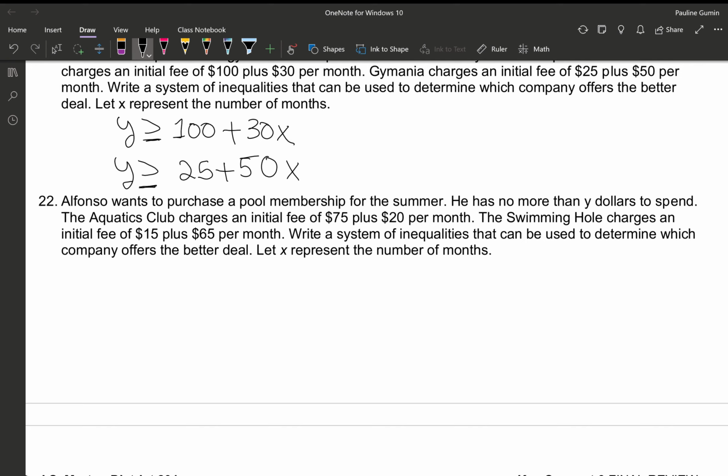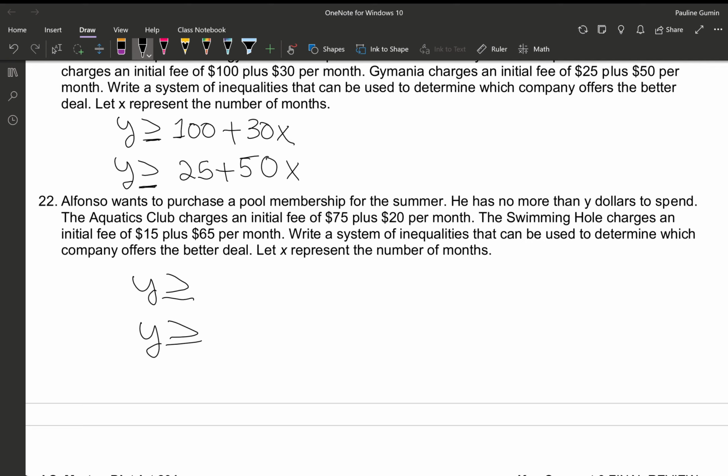So like Gino, Alfonso only has Y amount of dollars. He has no more than that to spend, meaning Y has to be the largest amount of money. He can't spend the money that he doesn't have. If Alfonso wanted to, could he spend exactly Y amount of dollars? Sure, why not? So we put an "or equal to."